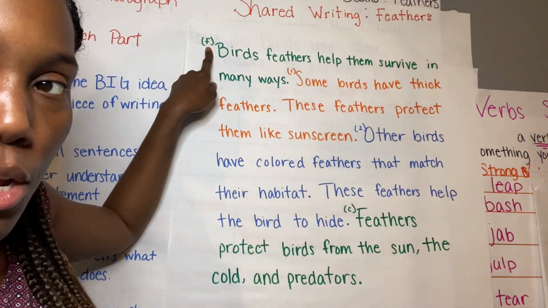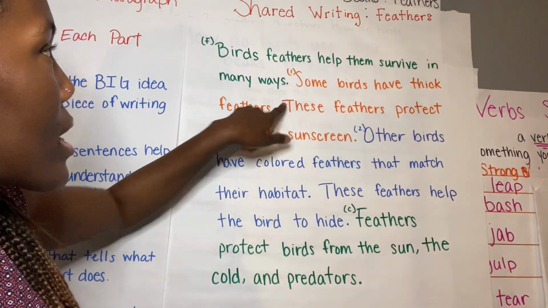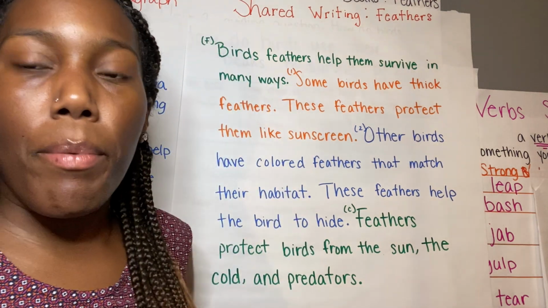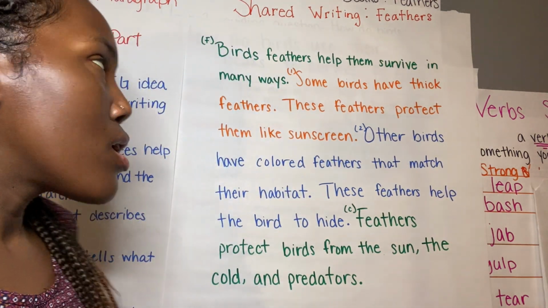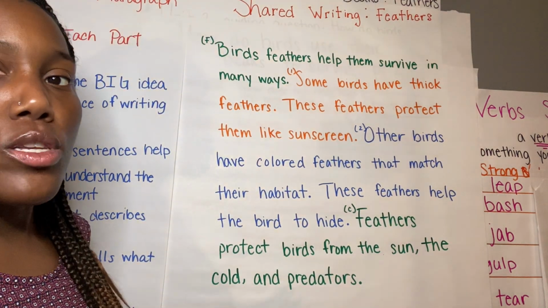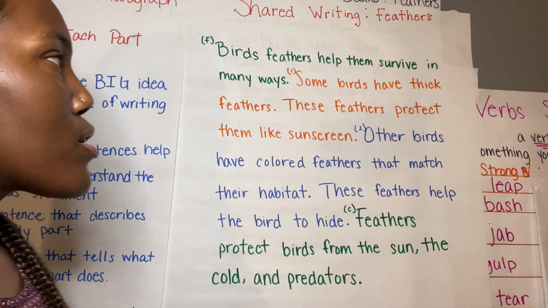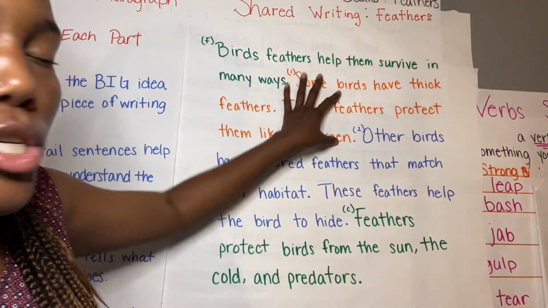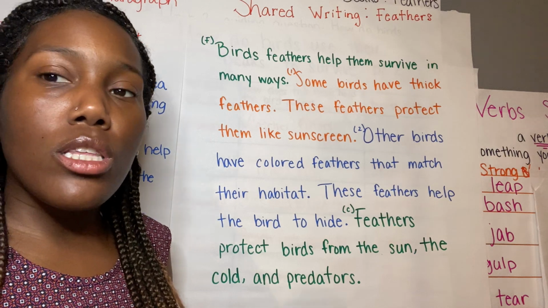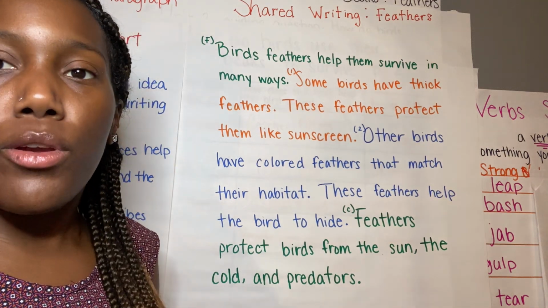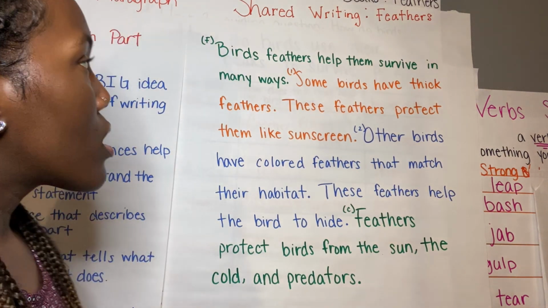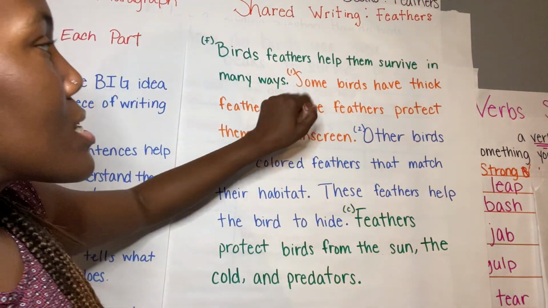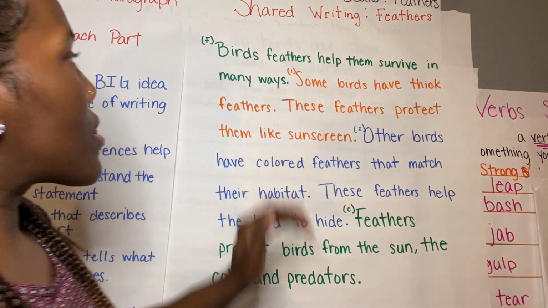I've labeled it here with an F so that when we look back at it, we know what part of the paragraph this is. Then we have our first detail. And our first detail is written in orange. Each part is in a different color so that you can quickly identify it when you're looking at it on your own. The first one says, some birds have thick feathers.